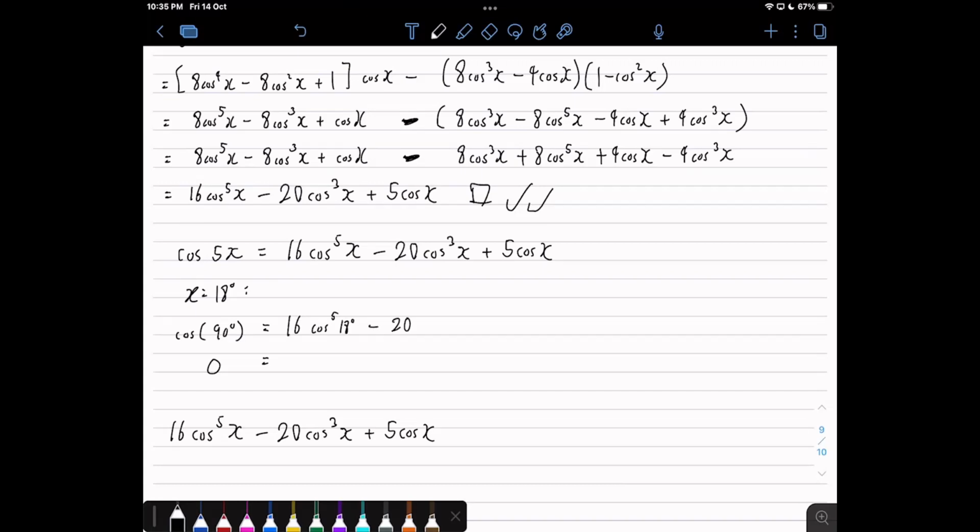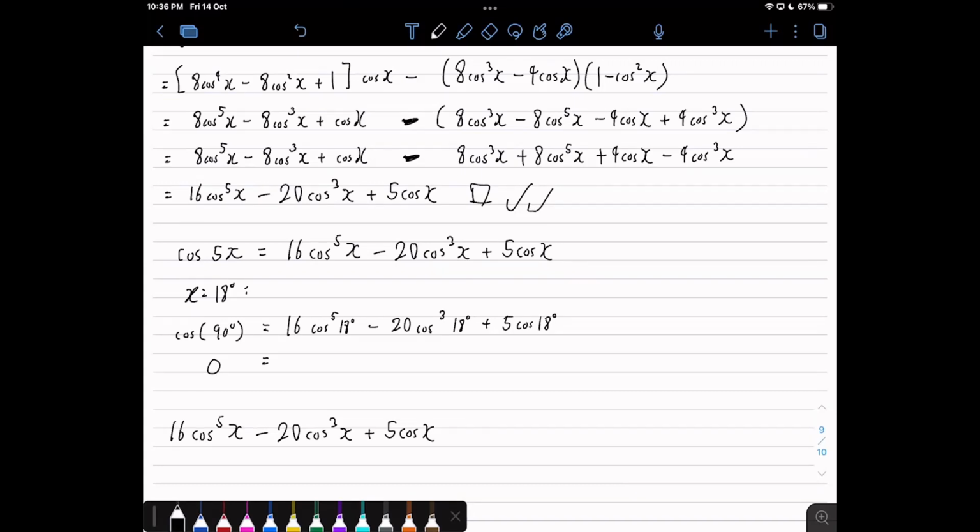What thing is 0? The whole thing. Yes, the whole thing is 0, of course. Then cosine cube 18 degrees plus 5 cosine 18 degrees.